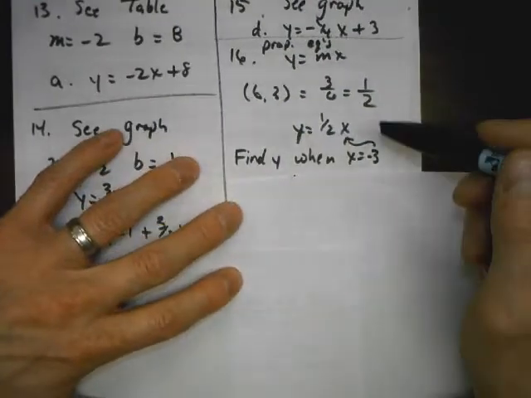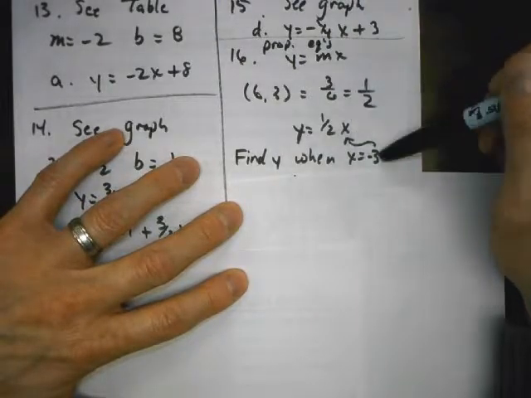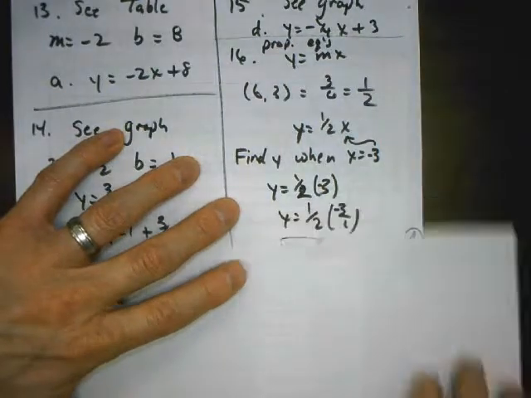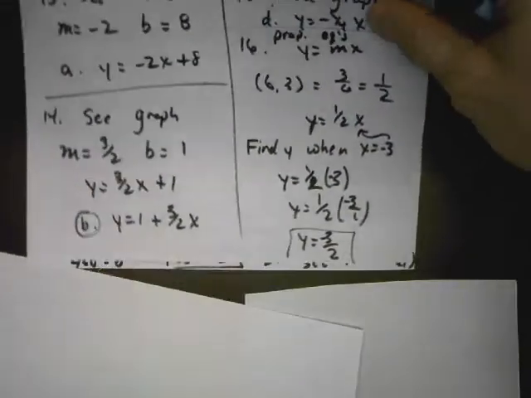They say find y when x is negative 3. After I find my equation, I plug in the value for the variable. I plug in negative 3 for x, and I simplify, and I see that y is negative 3 over 2 when x is negative 3 for that linear function.